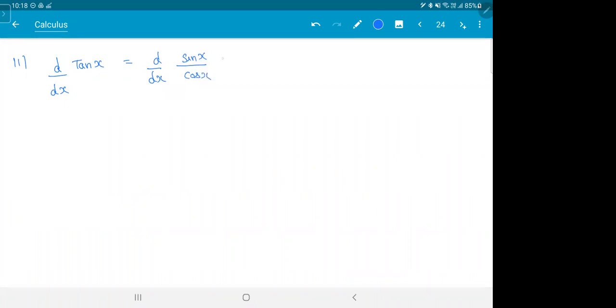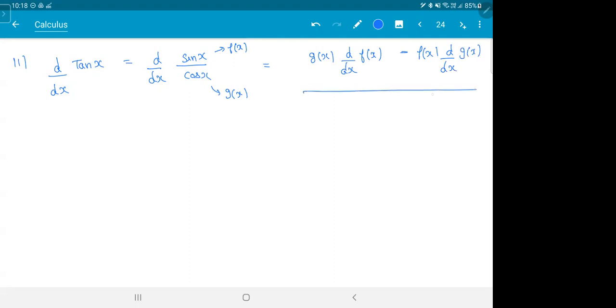f of x by g of x. This is f of x, this is g of x. What is the formula? This formula will be a little different. g of x differential of f of x minus f of x differential of g of x by g of x whole square. Try. f of x is sin x, g of x is cos x. Just substitute and get it.